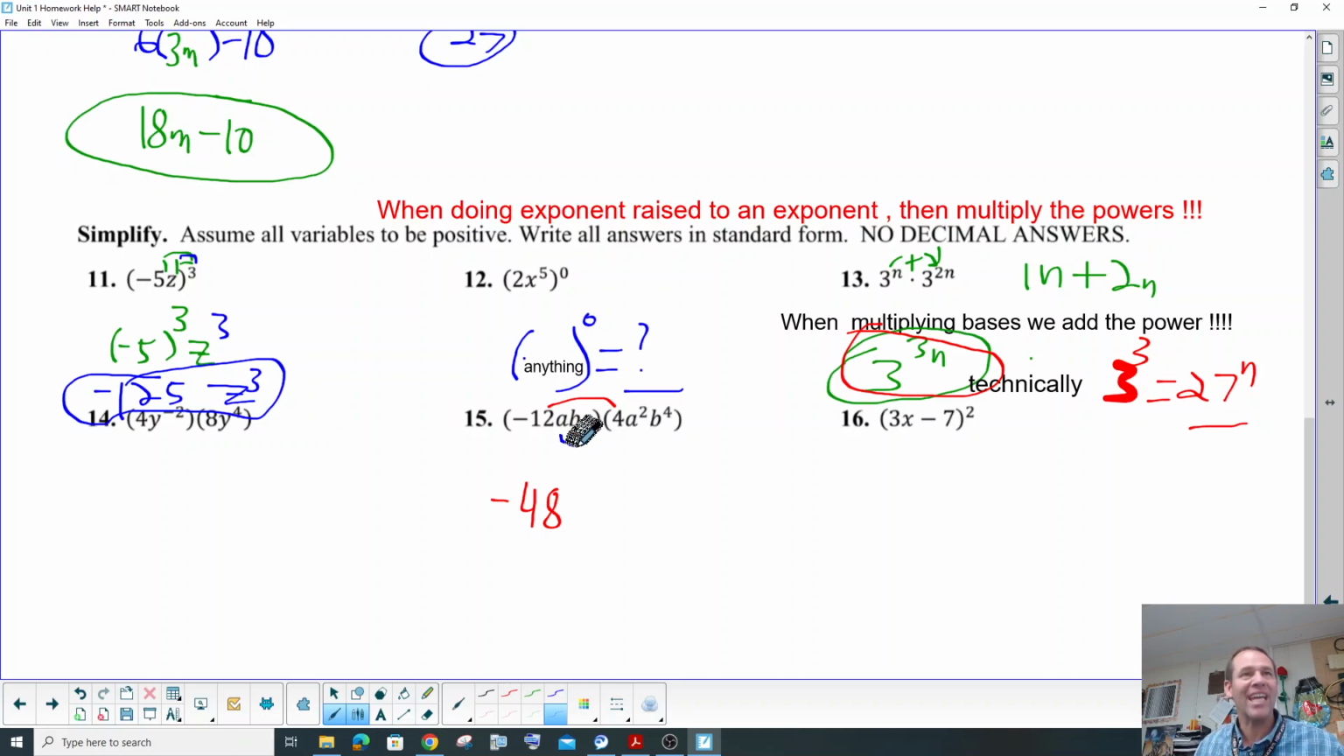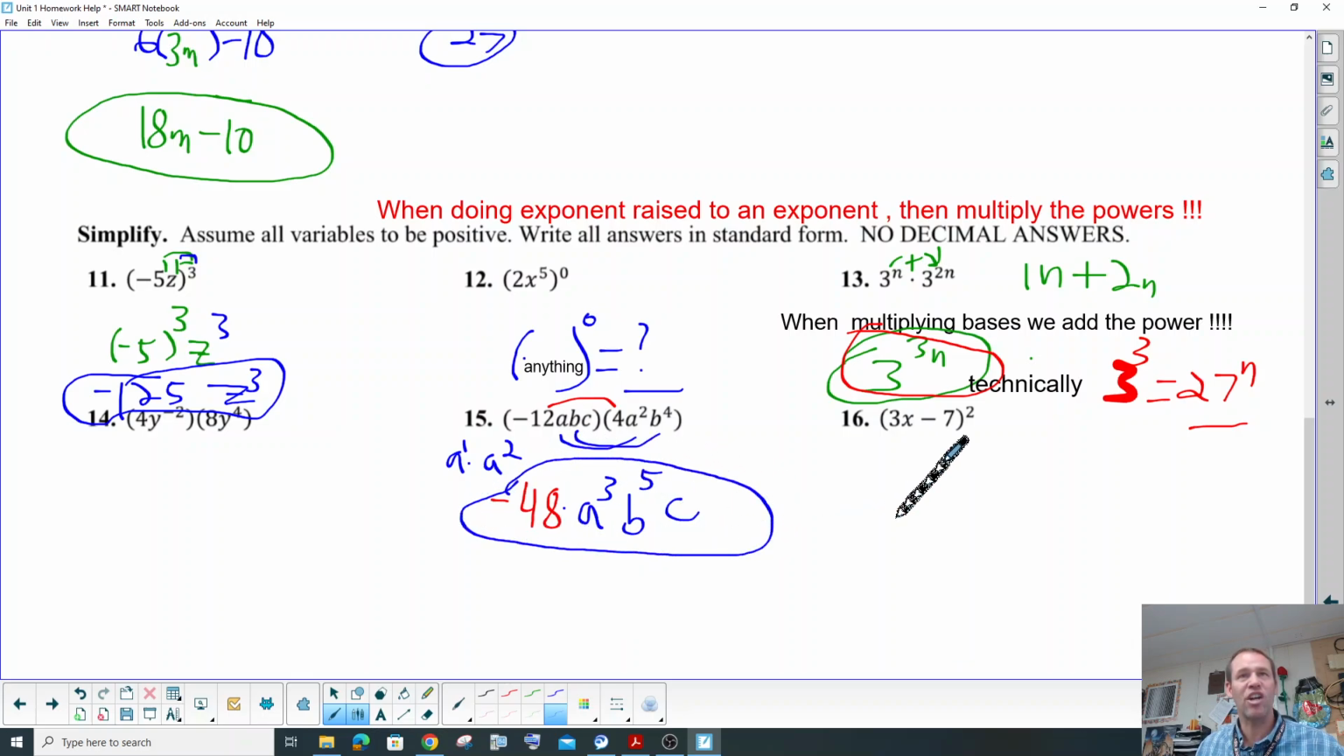So what's a times a squared? Well, a times a squared is technically a to the first power times a squared. And so you're just going to add the powers. So we get a to the third power. Then we have b to the first power and b to the fourth power. Add those together, and we get b to the fifth power. Bring the c with you. Beautiful. So you try 16 on your own.